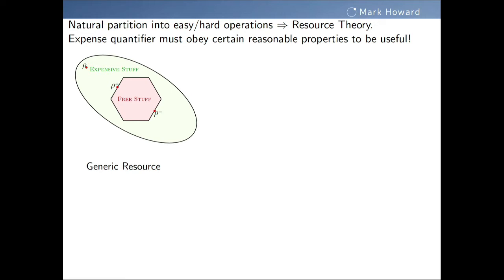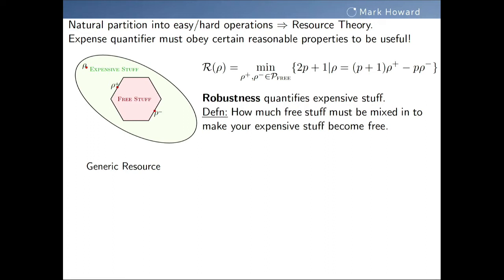And so if I take some one expensive thing, how do I quantify how expensive it is? Well, robustness is a very good quantifier. So the idea is that you decompose your expensive thing in terms of the free stuff. So there's going to be some free state far away from our expensive state. And as I mix the free thing with the expensive thing, it gets pushed further and further, and eventually it gets into the region of free stuff. And so this is essentially captured by robustness, which I have here. So that captures the amount of mixing that's required. So obviously, there are different decompositions that you could pick. And so this is kind of the minimum over all possible decompositions.